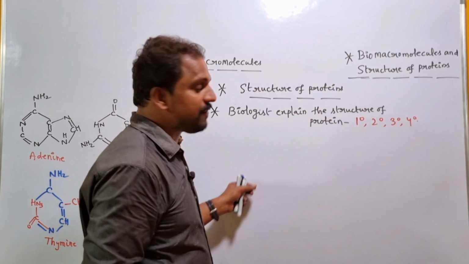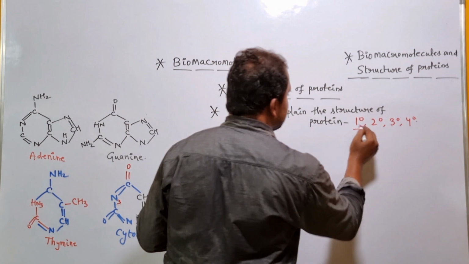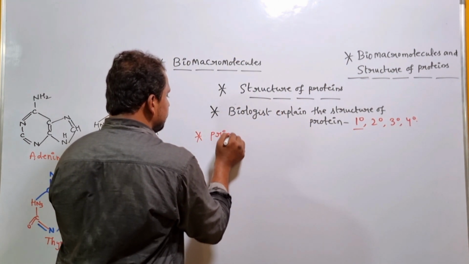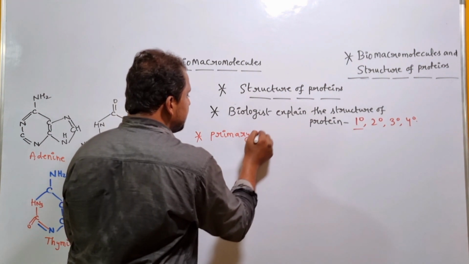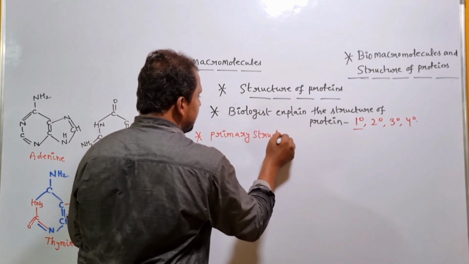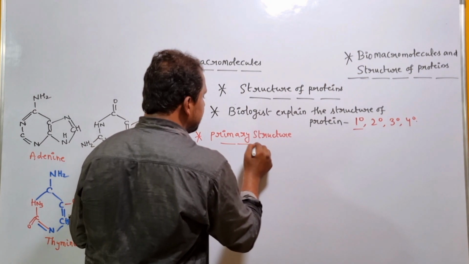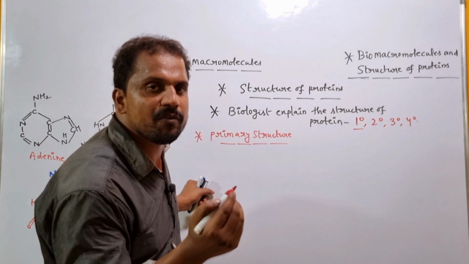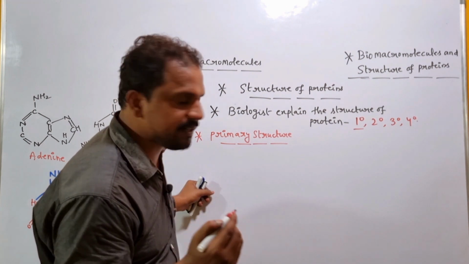Is it clear? So at first, if we consider the primary structure, what is primary structure? In case of primary structure, all the amino acids aggregate together in order to form a specific polypeptide chain. Is it clear?